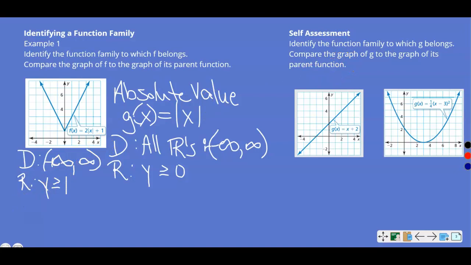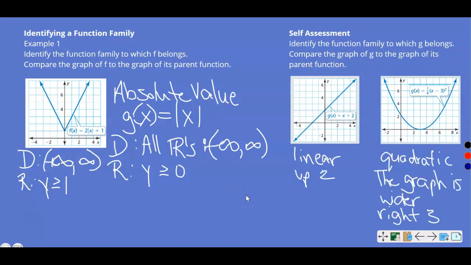All right, hopefully you paused the video and took a minute to look at these and see if you could figure these out on your own. That's the best way to know if you're learning the material or not.